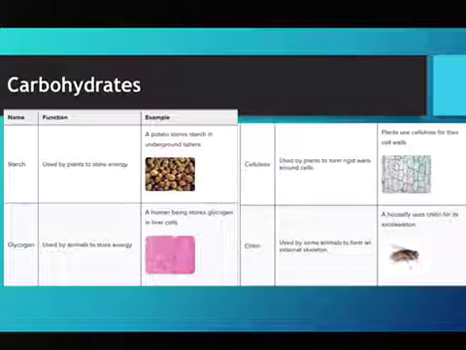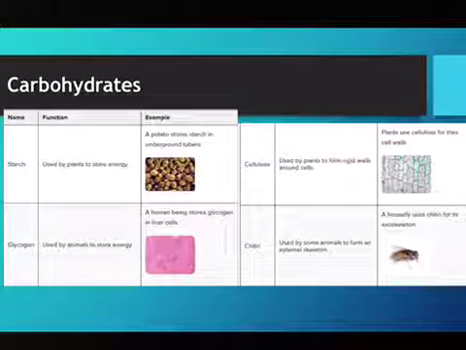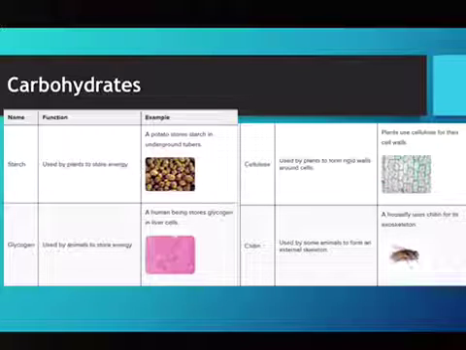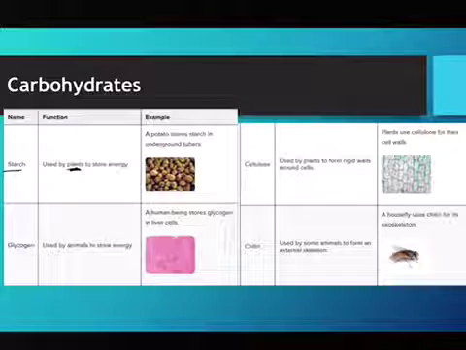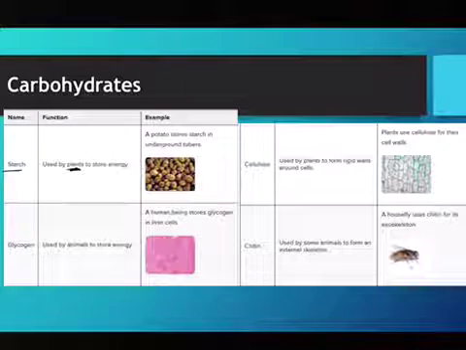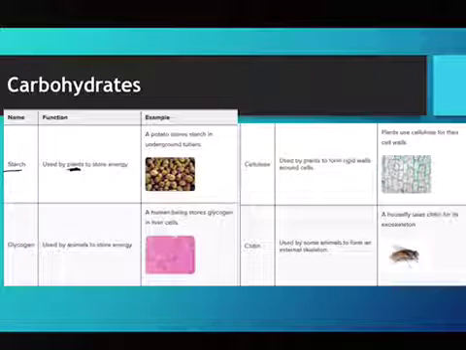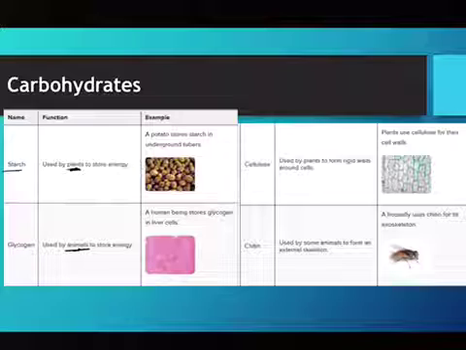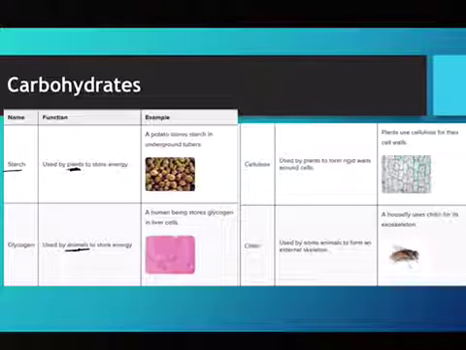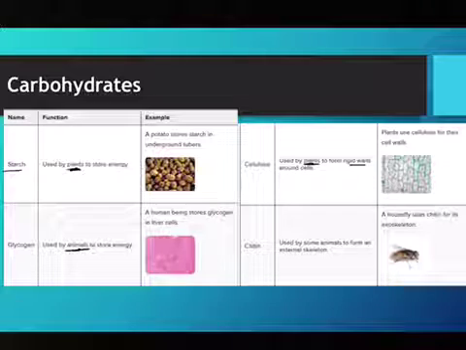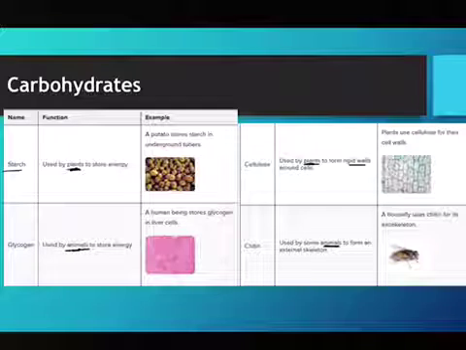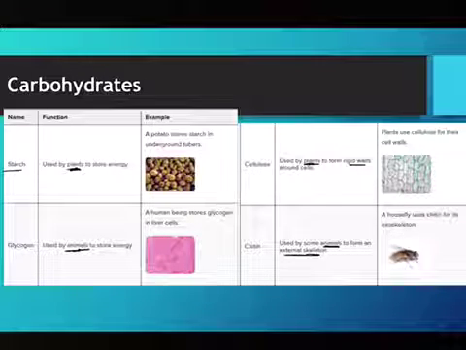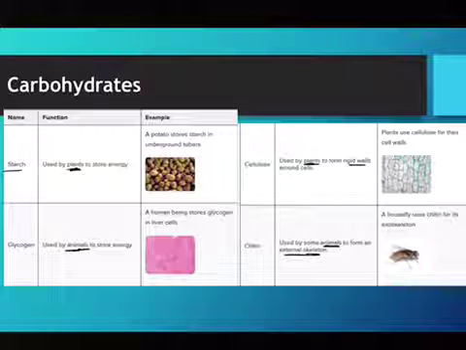So here we have 4 examples of types of carbohydrates, and it's going to be important for you to know what they do and where they're found. So starch is used by plants, and the important part here is that it is used in plants to store energy. So an example would be a potato is a very starchy plant. Glycogen is now used by animals to store energy. Cellulose, again, is only found in plants, and this forms the rigid walls around the cells. And then chitin, again, is only used by animals, and this forms the external skeleton. It's what makes bugs kind of crunchy.